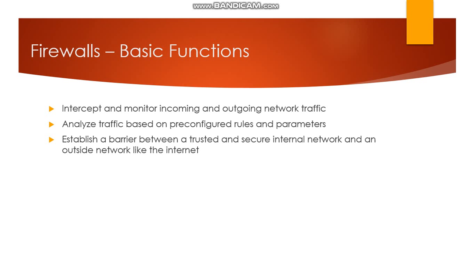Firewalls' basic functions: intercept and monitor incoming and outgoing network traffic, analyze traffic based on pre-configured rules and parameters, and establish a barrier between a trusted and secure internal network and an outside network like the internet. So let's begin with the basic functions of firewalls. Firewalls are essentially filters for our traffic across the network space. They can come in the form of hardware or software firewalls, and they're placed at the outside barrier of the network.